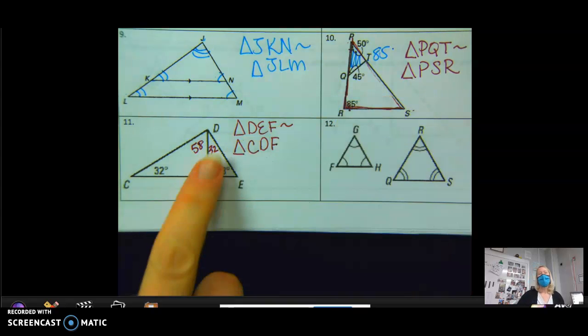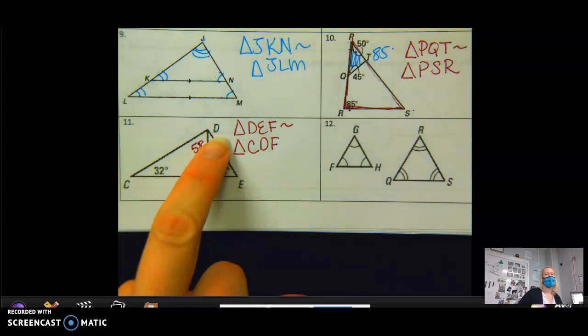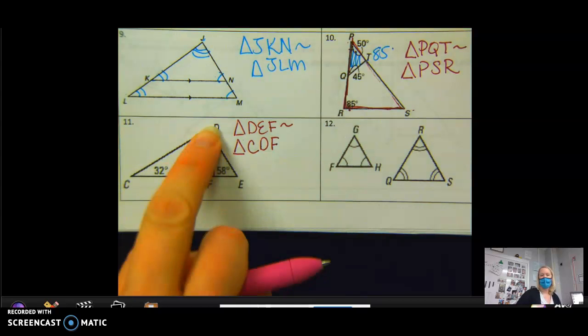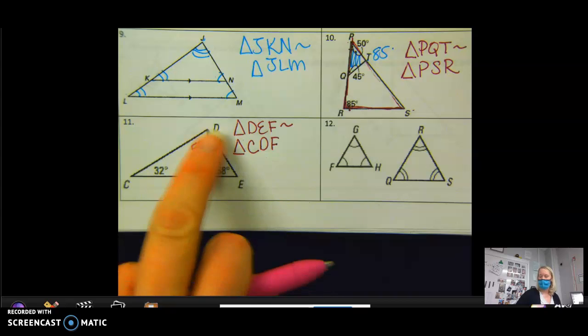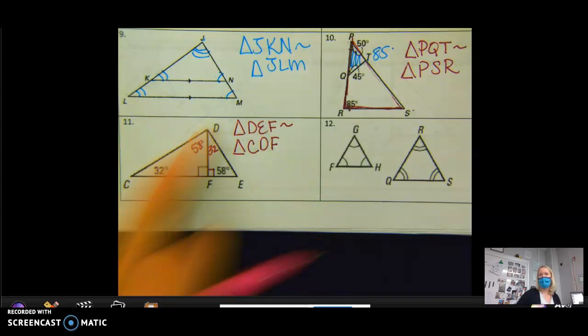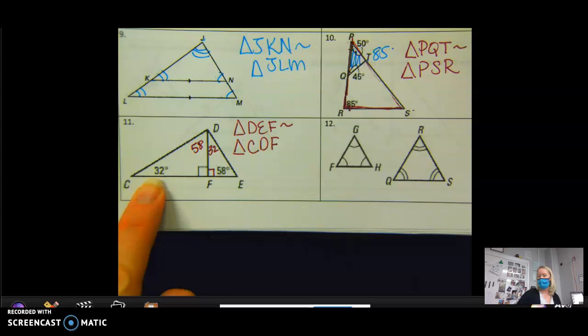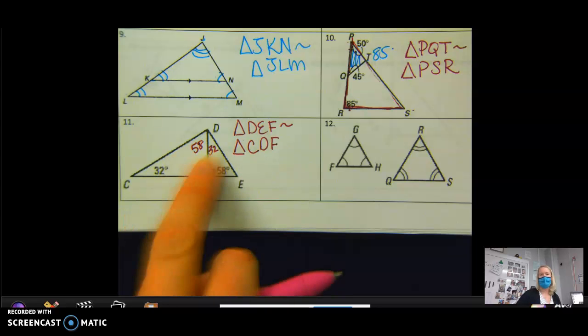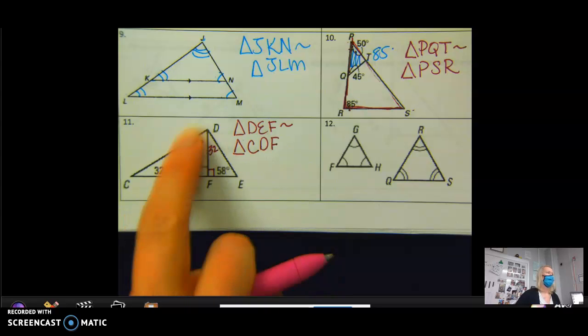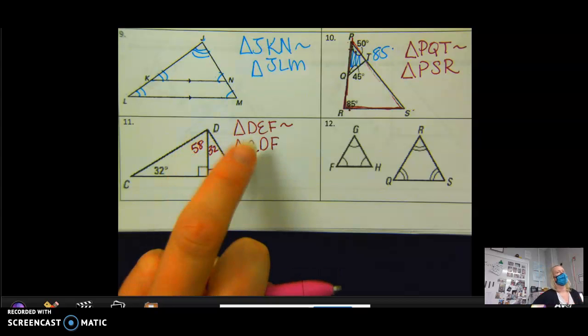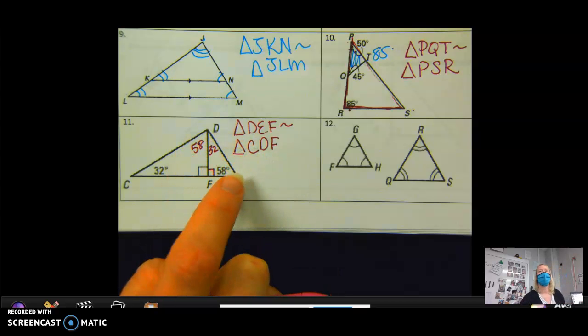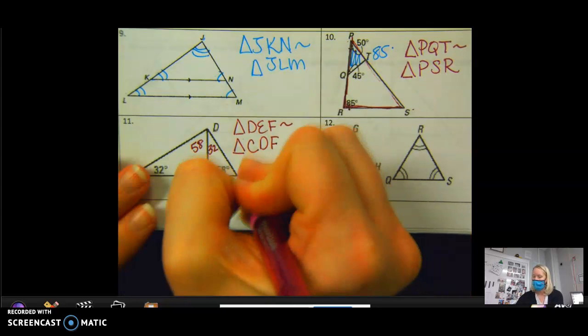Okay. Let's also see if it matches up with the larger one. Are those similar to this larger one? I have a 32 degree, I have a 50 degree, and then how many degrees would that be up there? 90. So 58 plus the 32, right, would be the 90. So is it similar to the larger one also? Yes. So now let's match it up.